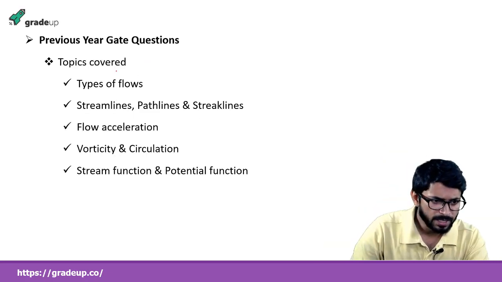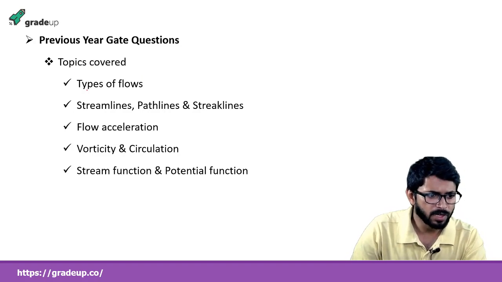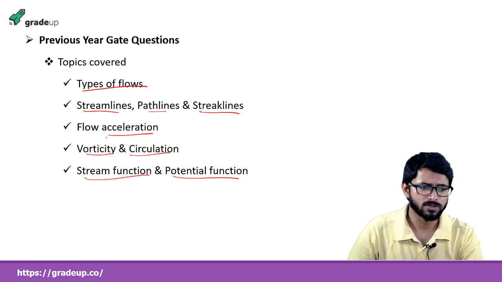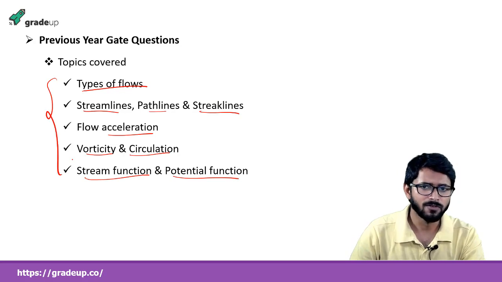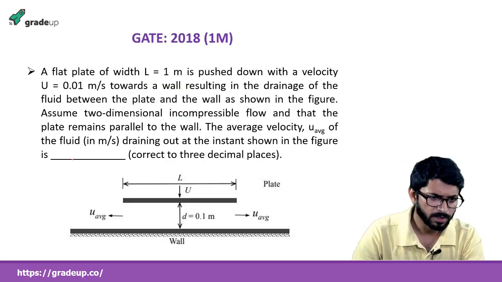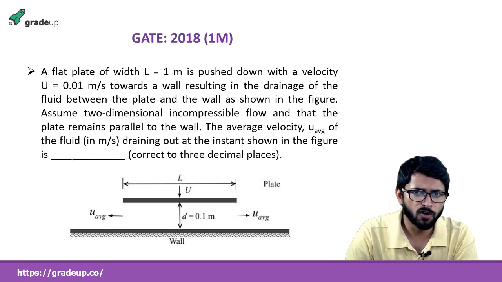In this topic, we will cover some questions from types of flows, streamline, path line, streak lines, flow acceleration, vorticity and circulation, stream function and potential function. So these are the topics that are covered in the fluid kinematics part. So now moving on, in GATE 2018, a question is asked for 1 mark.